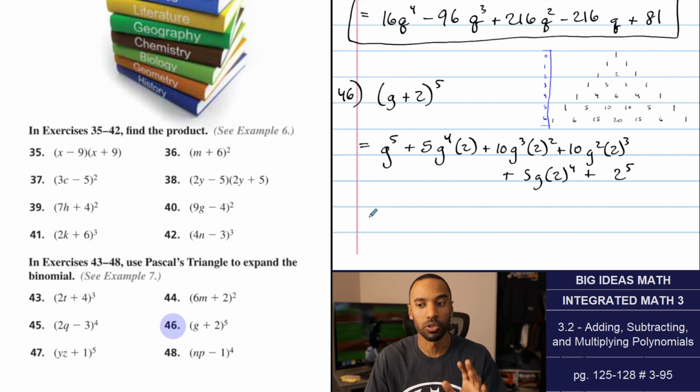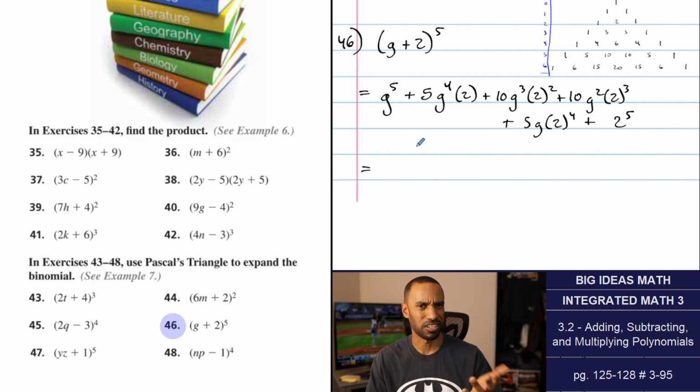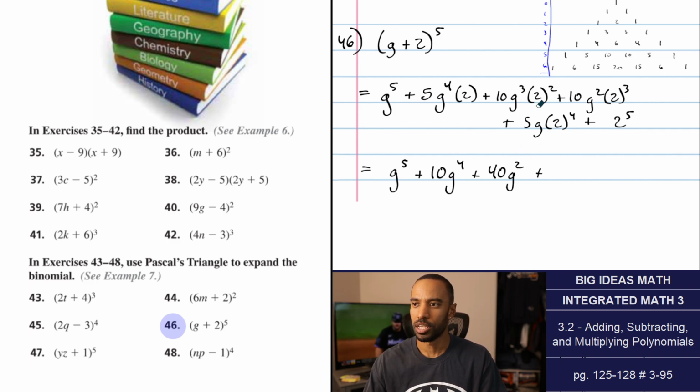All right? That's a little less extra work to be had when all the ones and stuff are just not involved. And it's really just ones that are not involved. g to the fifth plus 10g to the fourth, plus 40g cubed, excuse me, plus 80g squared, plus 2 to the fourth is 16 times 5 is 80, g plus 32. 2 to the fifth is 32.